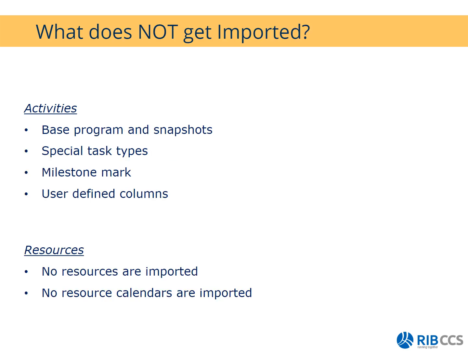So let's have a look at what does not get imported. If you have a base program and snapshots, any other special task types, apart from what we just looked at earlier, will not get imported. No milestone marks and no user-defined columns. For your resources, no resources are imported and no resource calendars are imported. So that means when you do import your program and you want to have resources allocated to it, you'll have to define them within Candy.